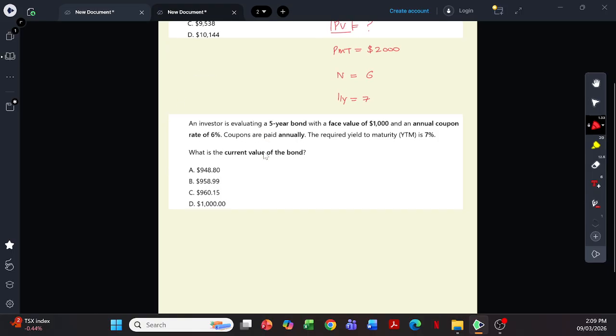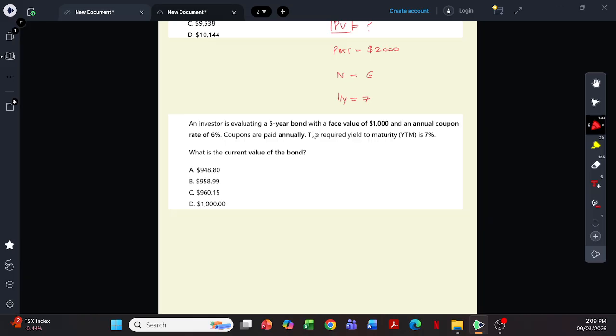An investor is evaluating a 5-year bond. So this is like a bond valuation question now. The bond value is again dependent on the future cash flows. For any financial asset, if you're using a present value model or any absolute valuation that we do, the value of a financial security is just the present value of its future cash flows.